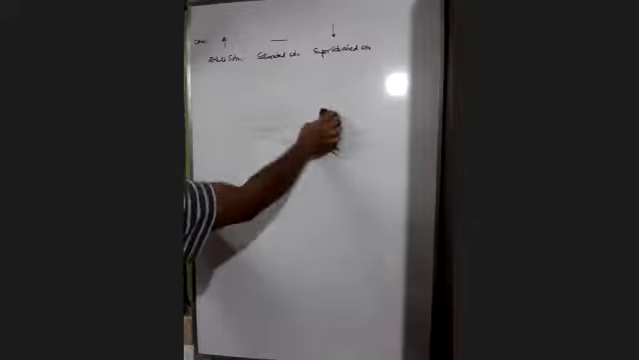So we can express the concentration of the solute or of a solution in two ways, either in terms of their mass, and second, in terms of their moles. When we express it in terms of mass, that type of expression is called percentage composition.